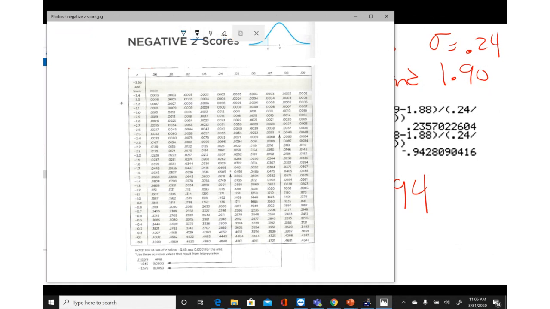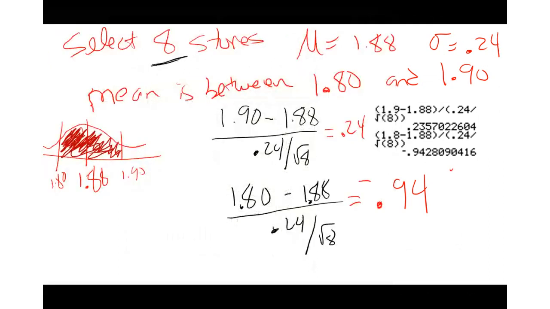All right. We're going to go to negative 0.9 and we're going to go over to 0.4. So 0.9 and 0.4. All right. So over, it looks like it's 0.1711. So this value is 0.1711. Looking up 0.24.